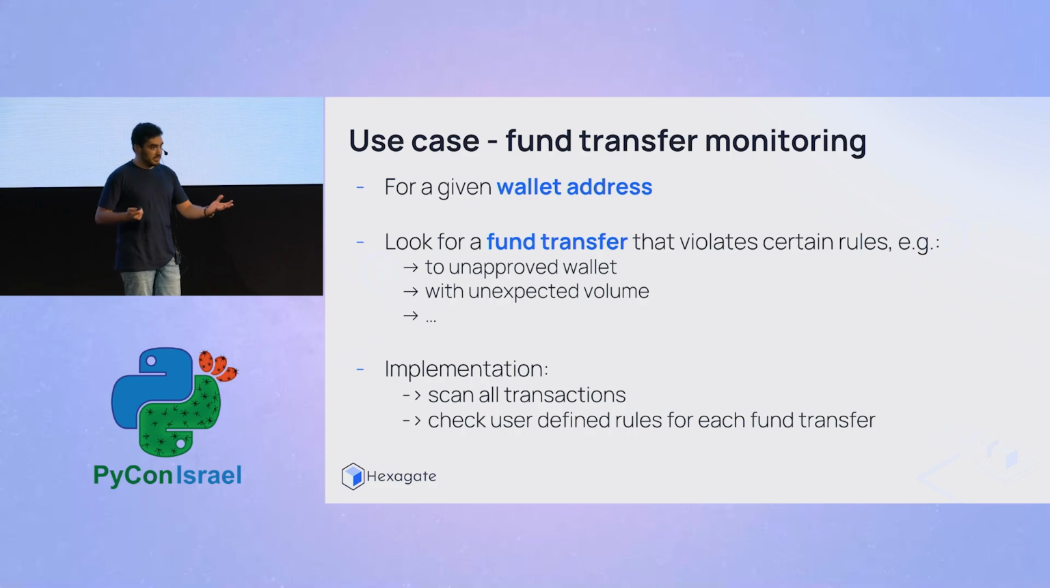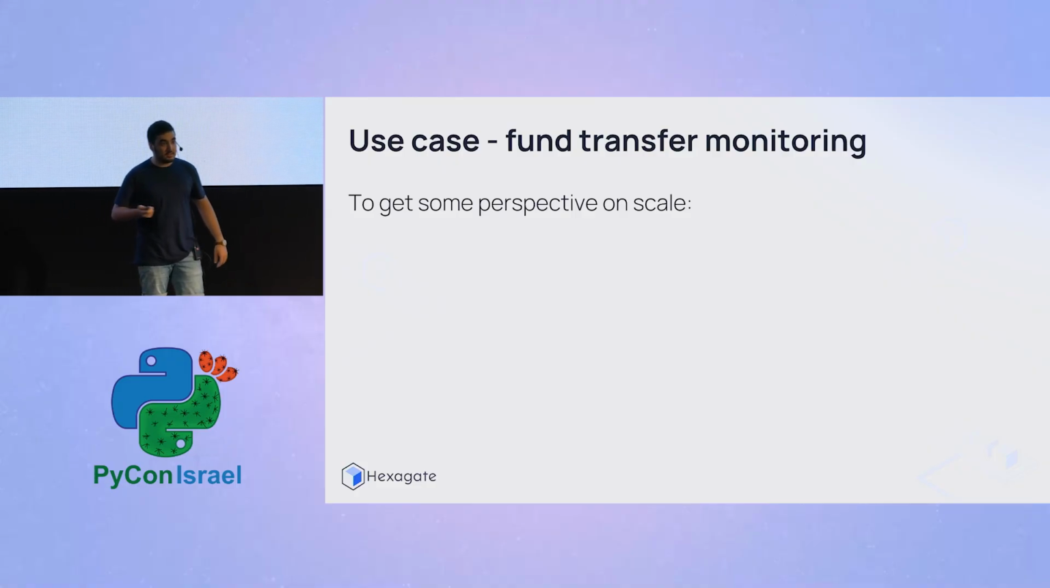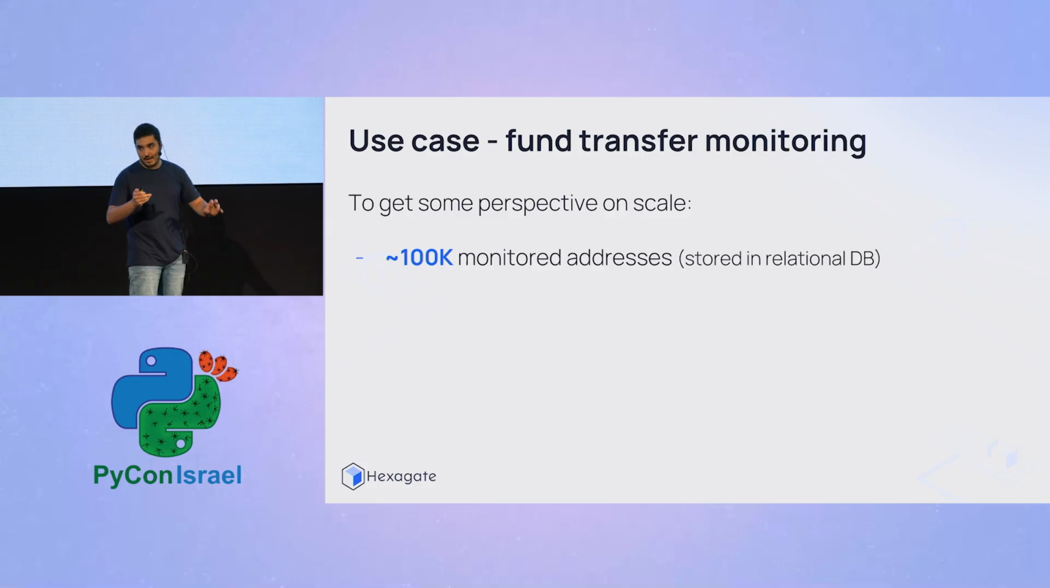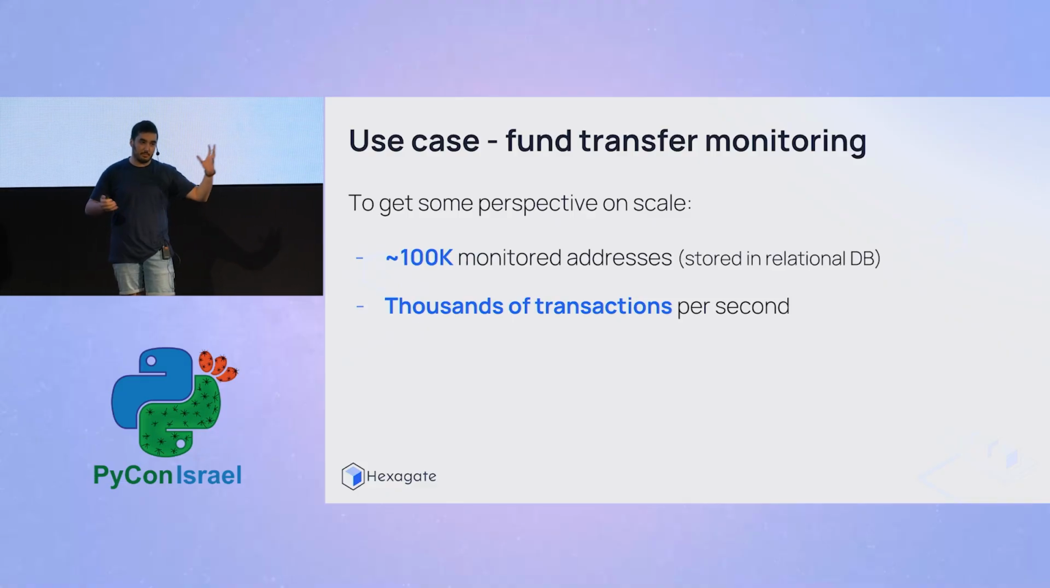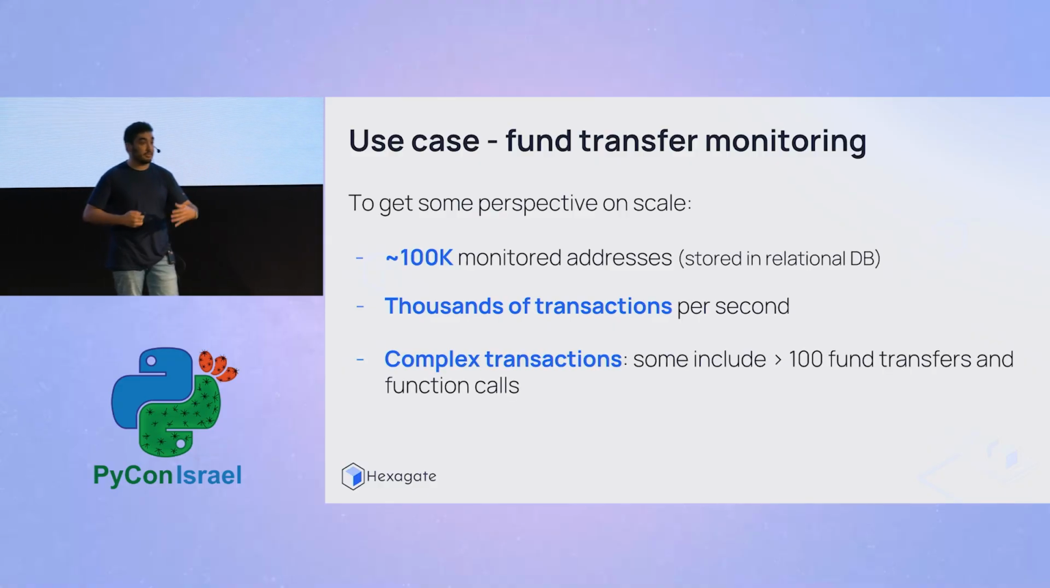So the logic here is pretty simple, right? We scan all of the transactions, and basically we check the rules the user defined on each and every one of those transactions. To get some perspective on the scale that we handle, let's say all of our users combined have 100K wallet addresses. We store them in a relational database. That's pretty standard, nothing DBs can't handle. But from the blockchain side, there's very high scale. As I said, thousands of transactions, and some of these transactions are very complex, right?